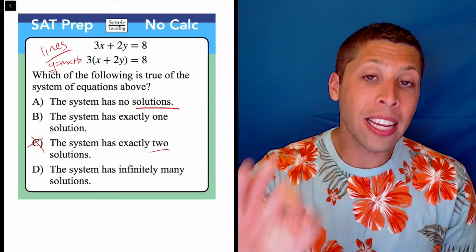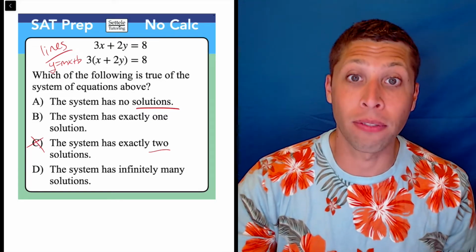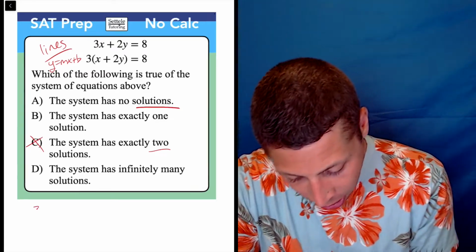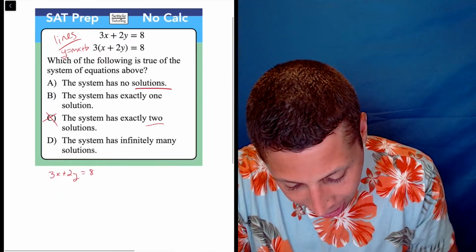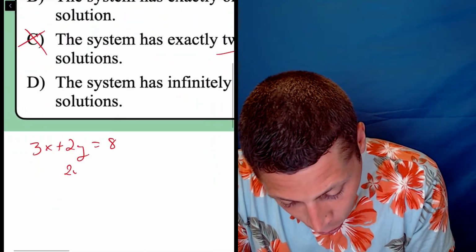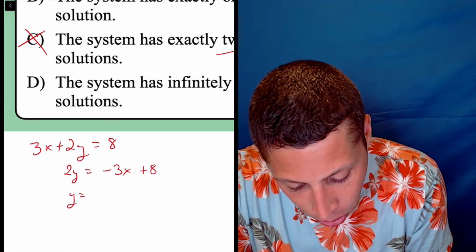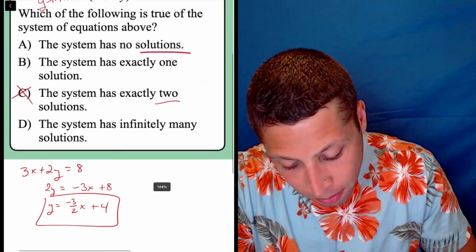The way to think about all of those situations is to look at y equals mx plus b and see what kinds of similarities we have between the two equations. So let's convert. Let's start with the first one here: 3x plus 2y is 8. I would subtract the 3x and get 2y is equal to negative 3x plus 8, and then I would divide by 2, and I would get negative 3 halves x plus 4. So that is one of my two equations.